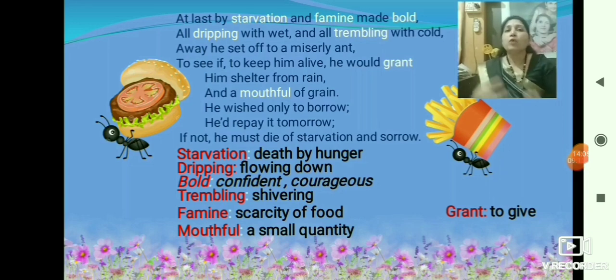And a mouthful of a grain. Suppose she will give, or he will give, a mouthful of a grain. Mouthful means here at least a small quantity of a grain, at least a small quantity of food to survive. He wishes only to borrow, only to take from the ant. He would repay it tomorrow.